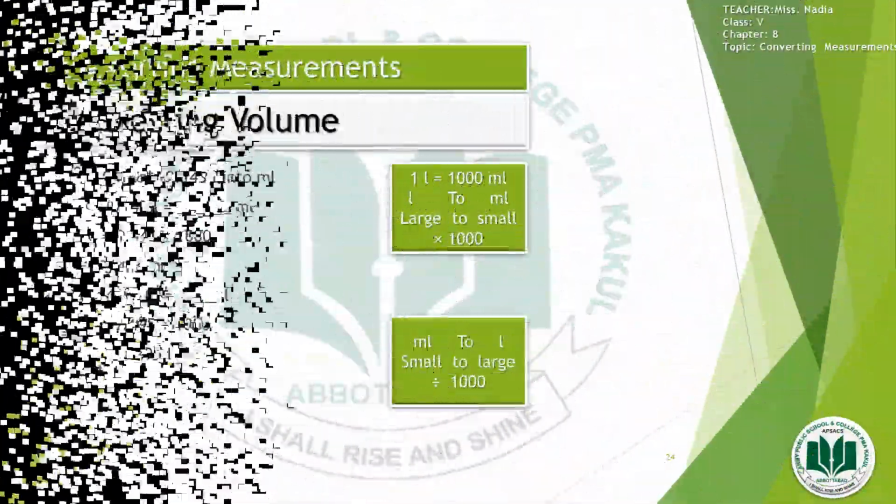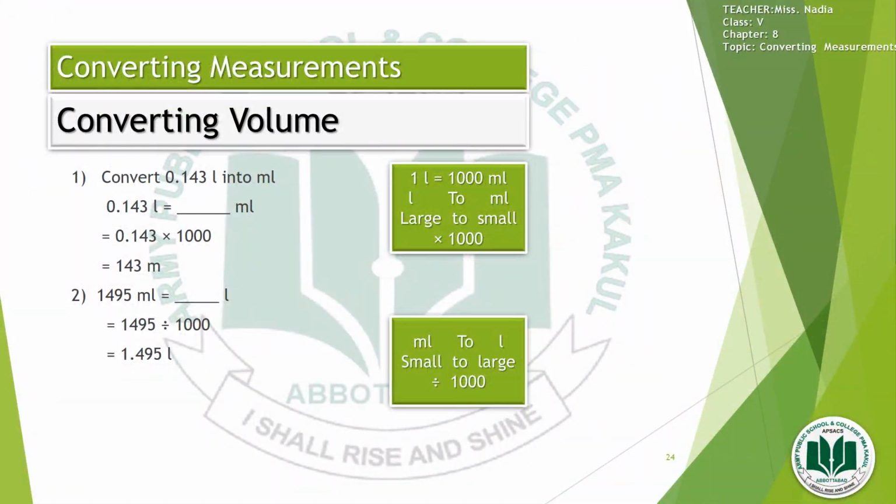And to convert liter to milliliter, or milliliter to liter, we will multiply or divide by 1000 because 1 liter is equal to 1000 milliliter. In the first example, we have to convert 0.143 liter to milliliter. So we will multiply 0.143 by 1000 because we have to convert large unit to small unit. And in the second example, we have to convert milliliter to liter, that is small unit to large unit. So we will divide the number by 1000 to get the answer.